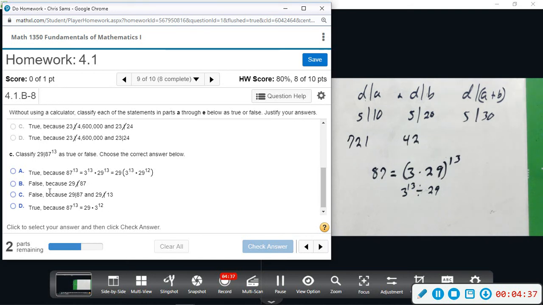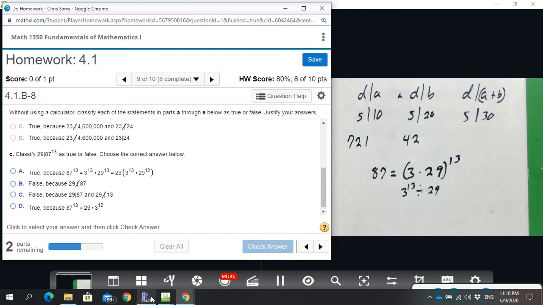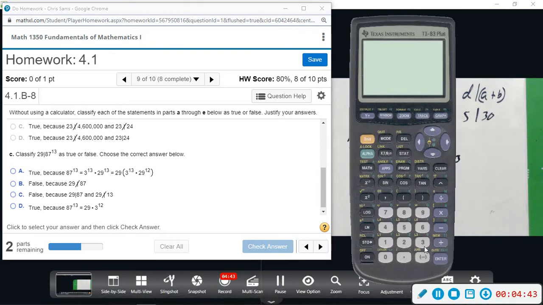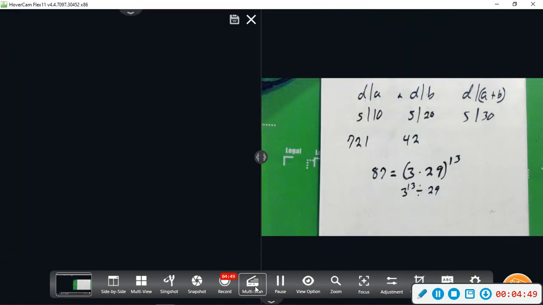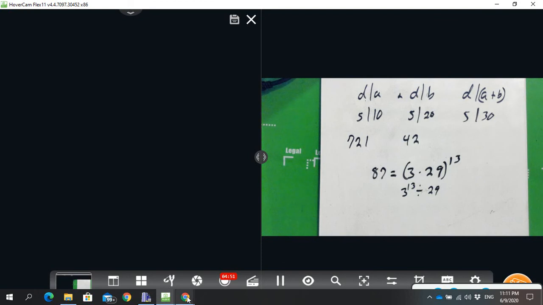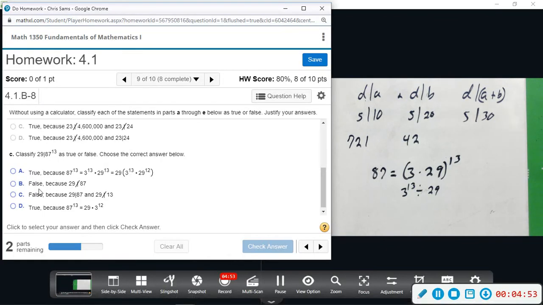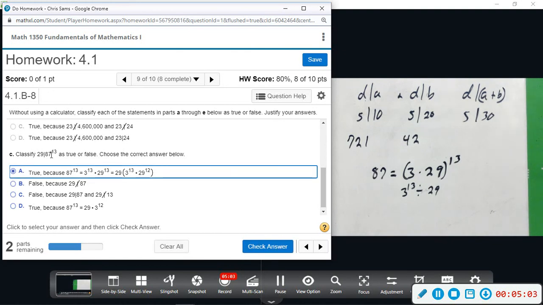It wouldn't be to the 12th. If it's going to be true, it's going to be because of A. Let's verify. This is not one that I know offhand. It says without a calculator. Okay, so I guess they don't want us to verify it. I guess I would have to say it's true. I guess they're letting us know it's true, and just clarify why.